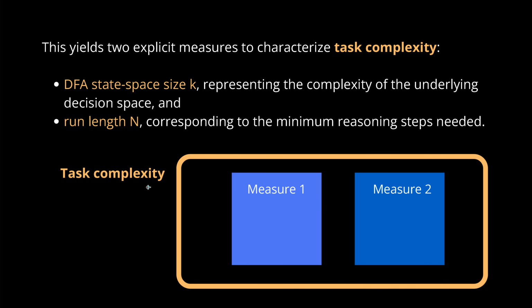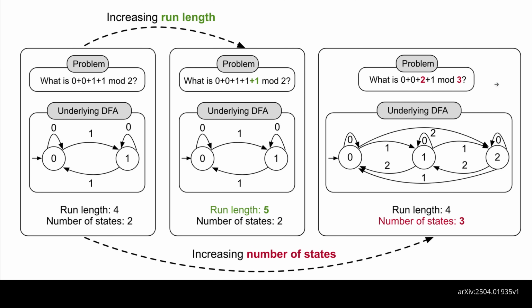So we come back now to our real application of LLMs when we say we want to define something like a task complexity. We have the run length corresponding to the minimum reasoning steps needed to solve the particular task, and the DFA state space size representing the complexity of the underlying decision space. How complex is it going to be? Is it going to be Euclidean or non-Euclidean? What do you think?